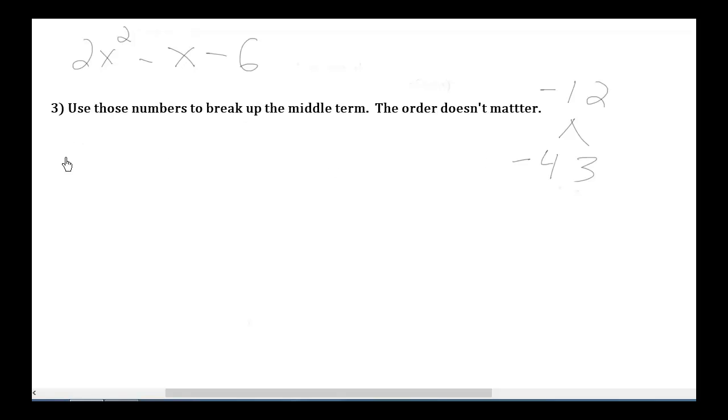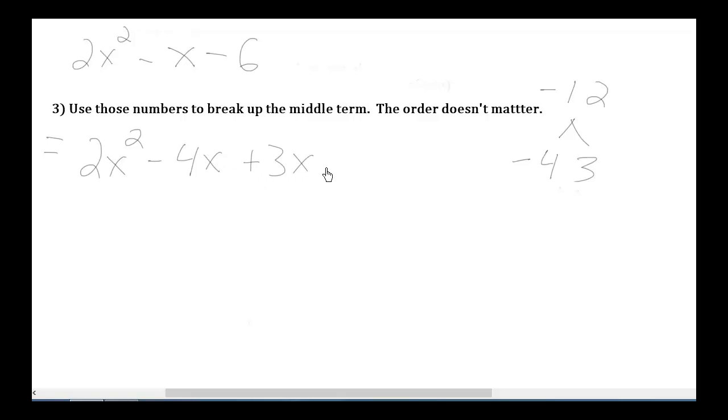So I'm going to put an equal sign here. I leave the first term alone and then use these to break up the middle term. So I get 2x squared minus 4x plus 3x minus 6. And then quick check. What's minus 4x plus 3x? We're back to that minus 1x again. So I'm set. Okay, one more step to go.